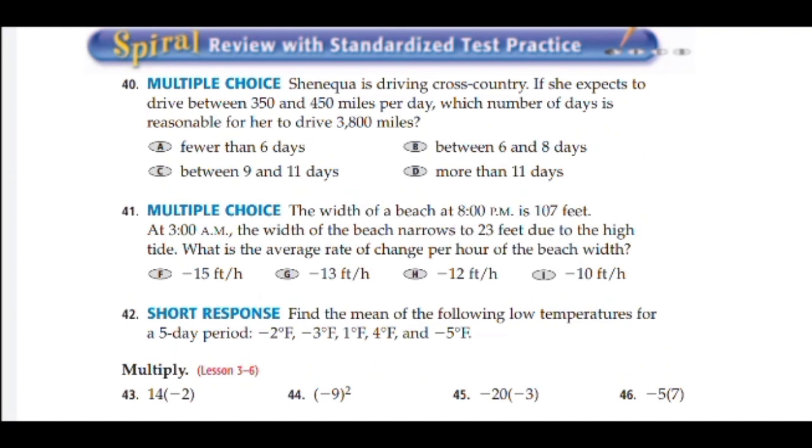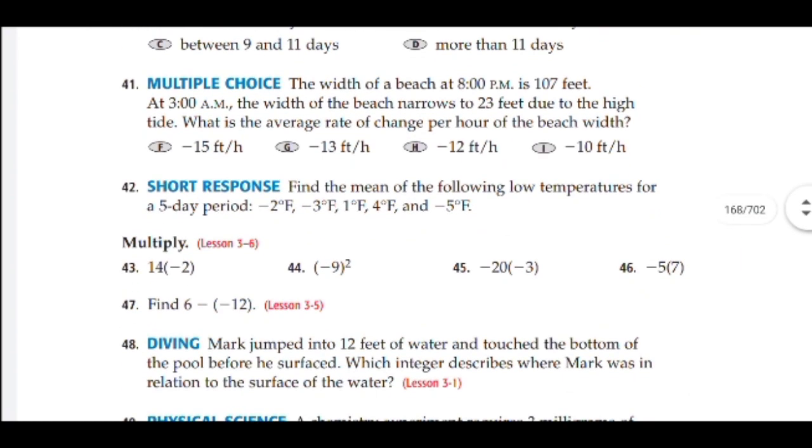41, Multiple choice. The width of the beach at 8 p.m. is 107 feet. At 3 a.m., the width of the beach narrowed to 23 feet due to the high tide. What is the average rate of change per hour of the beach width? F, G, H, J.